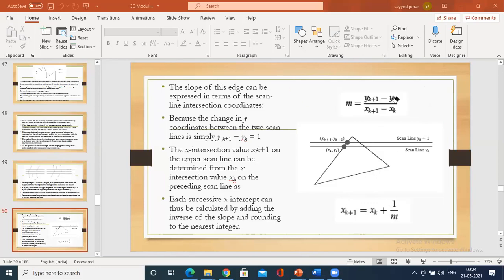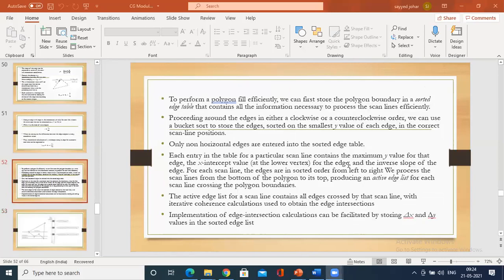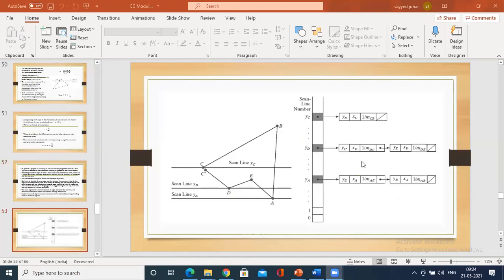Next, this was the thing that I had explained to you. We have two types of table. One is the active edge table and one is the global edge table. What is the active edge table and what is the global edge table? What is the global edge table? So this table is called the global edge table.